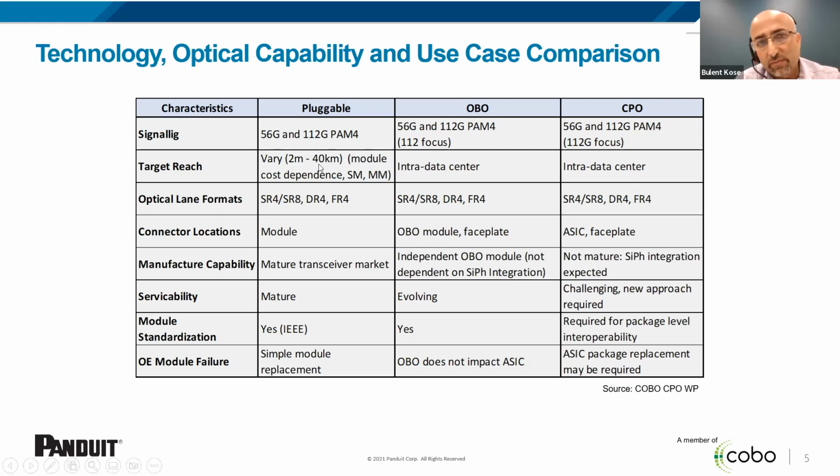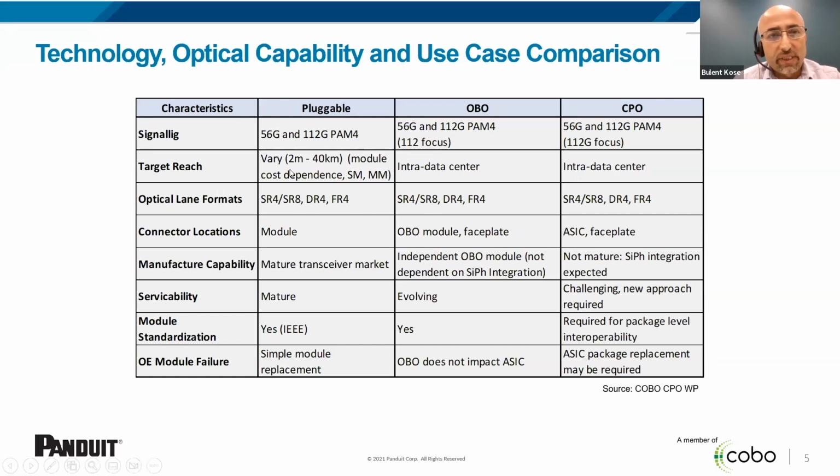So signaling, they use the same signaling. The original OBO was based on 56 gig, and now we have 112 gig electrical lanes available. So the OIF work is based on 112 gig electrical lanes, and obviously they're working on the higher speeds as well.